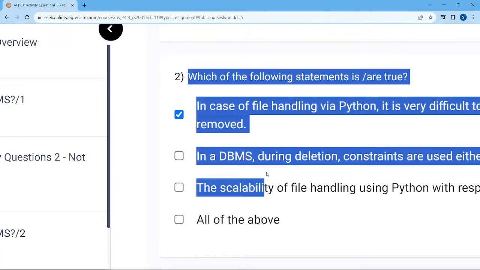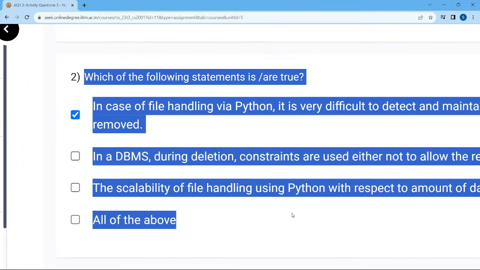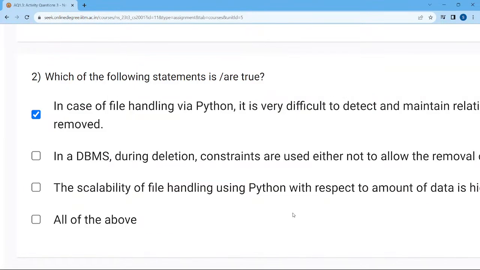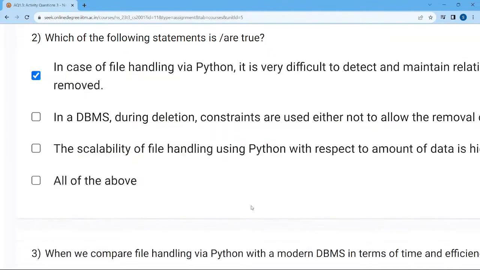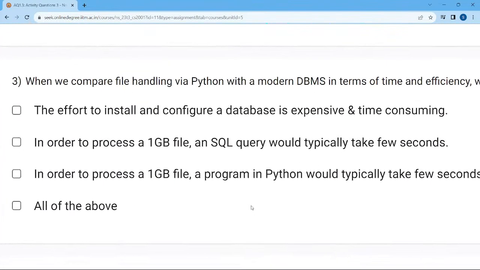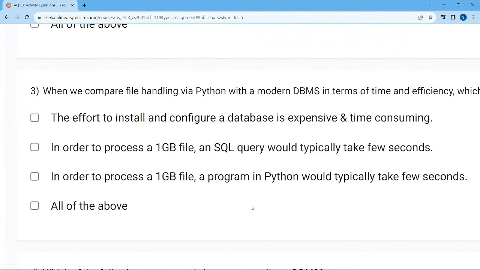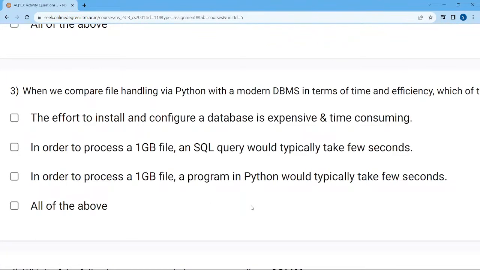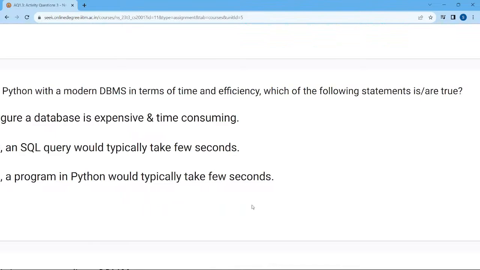This question seems shady, so I would only attempt first the first option, which I have 100% surety on. When we compare file handling via Python with modern DBMS in terms of time efficiency, which of the following statements is/are true?